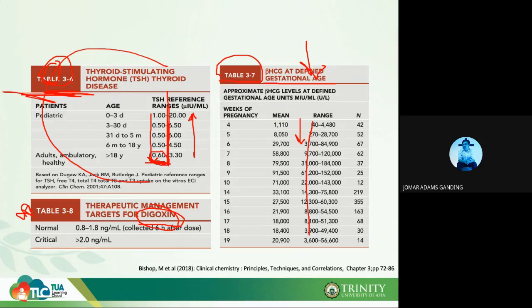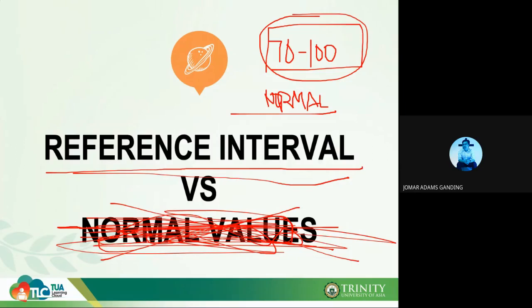If I am not within the range, if we are using normal value, I will be called abnormal already. Okay, but that's not the case. So again, it's very important to use proper terms. Hopefully, right now I was able to differentiate the two for you. Your reference interval is not the same as your normal values, and we should start getting rid of normal values.